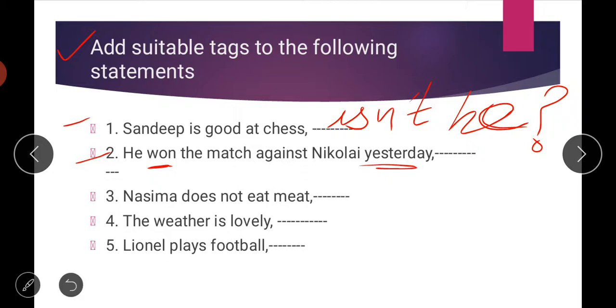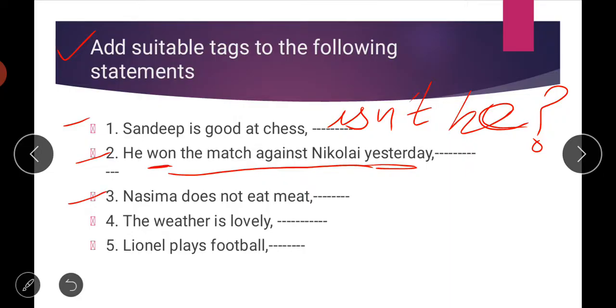So we have to use a form of the helping verb do from our side. Do, does, did, as you know. So we are talking about the past, so the right answer here will be didn't he. We will use the word didn't. Why didn't? Because we have a positive statement and the tag will be a negative one. So didn't he is the right answer here.